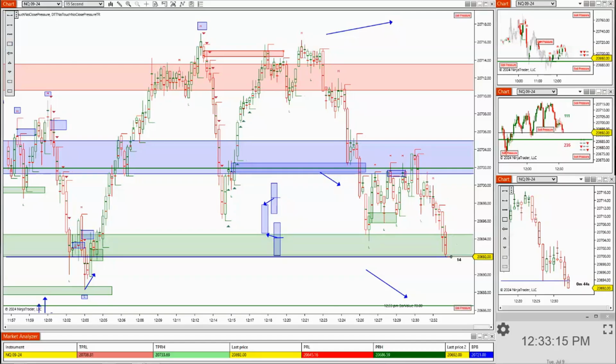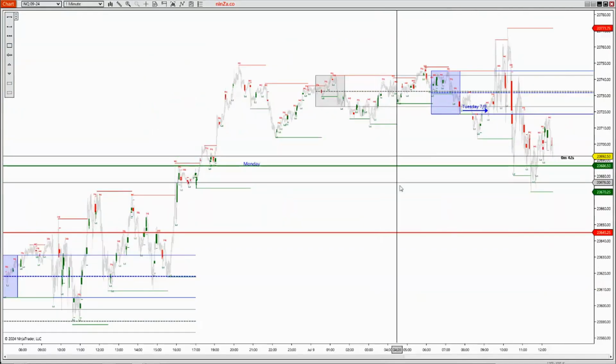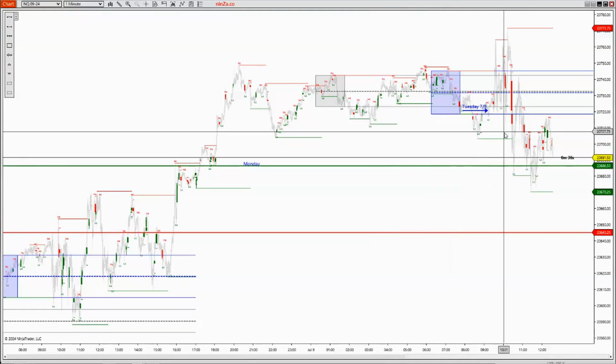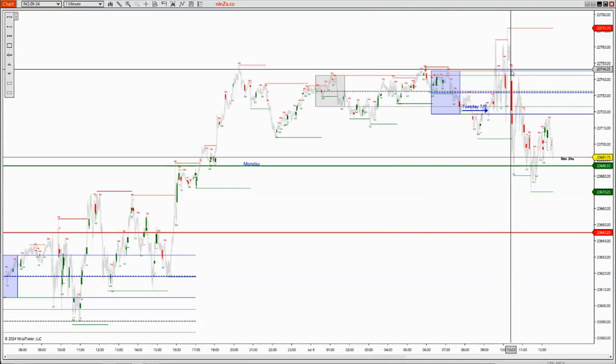Let's look at our levels here. Yeah, they've been getting fussy. They've been getting fussy really bad here. Yeah, you've got the HC up here. Totally get it.